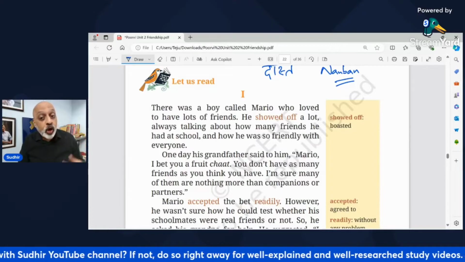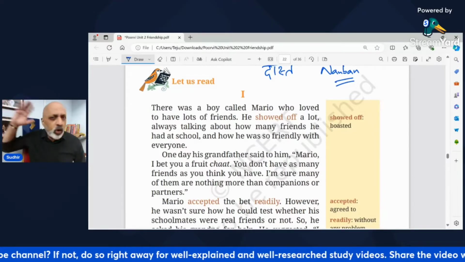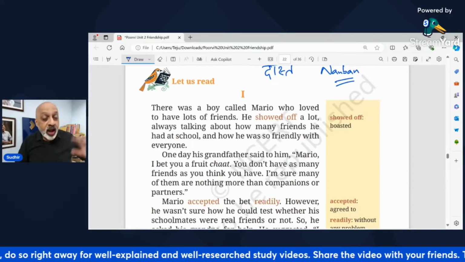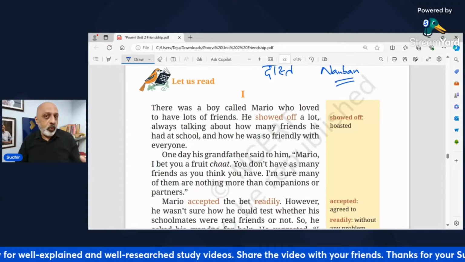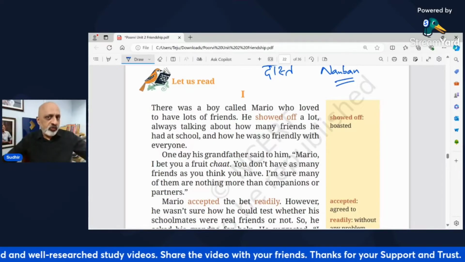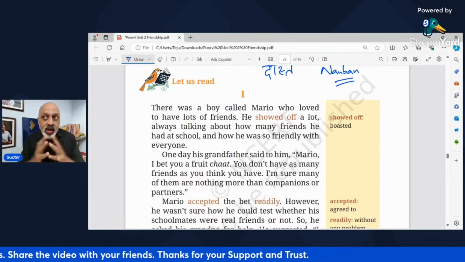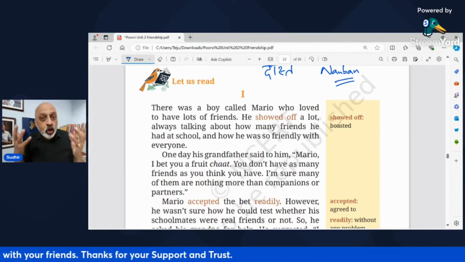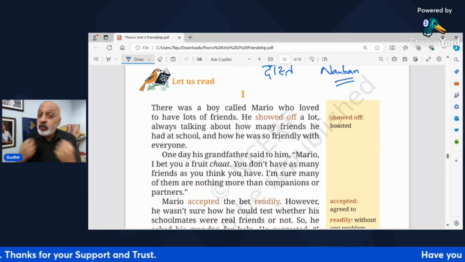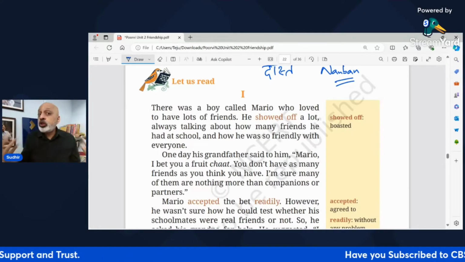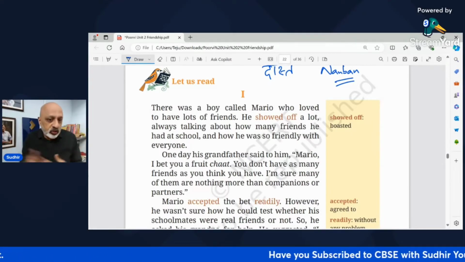Always talking about how many friends he had at school, that I have lots of friends at school, and how he was so friendly with everyone. So he was a positive person who liked the idea of having lots of friends. He liked the concept of friendship, and he was very proud of that, and he also showed off, oh, I have lots of friends.